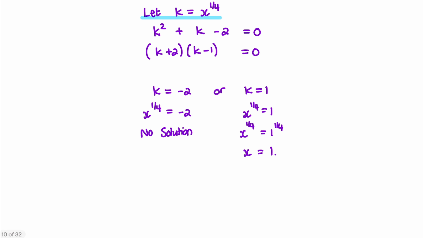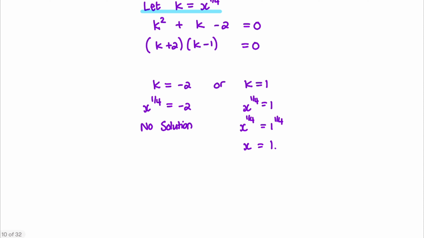In our second solution, we have x to the power of a quarter is equal to 1. That means that 1 can be written as 1 to the power of a quarter. And can you now see that x is equal to 1?